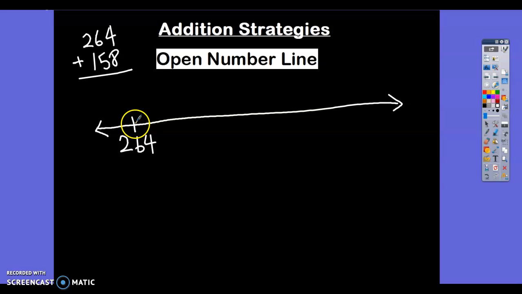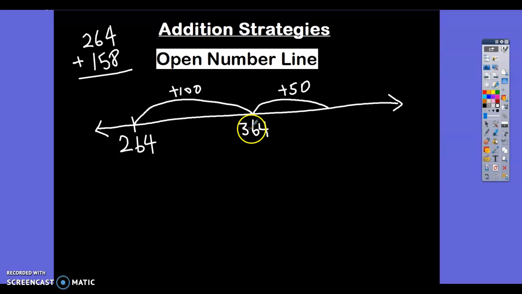Here's example 1. I'm going to add 100 to the number line first. In total, I need to add 158. I'm not there yet, but I know 264 plus 100 equals 364. Now, I'm going to add another 50 to it. 364 plus 50 equals 414. And finally, I'm going to add my 8 ones. 414 plus 8 equals 422. And that is how I find my answer.